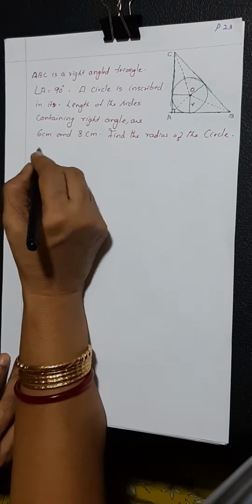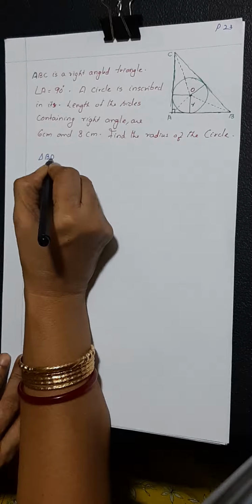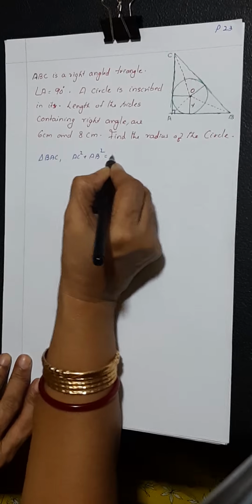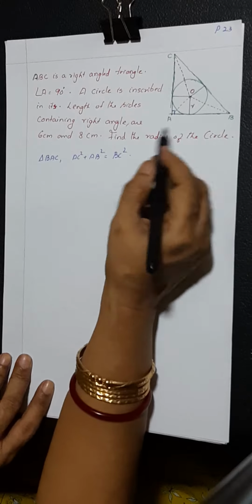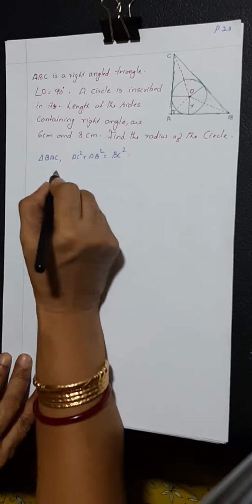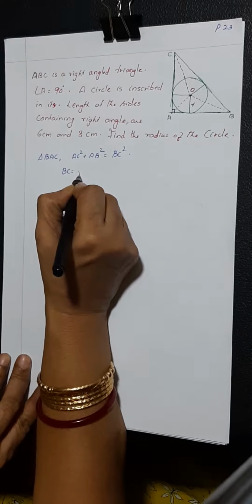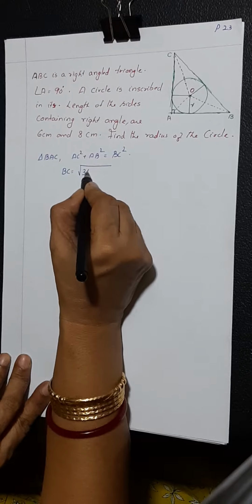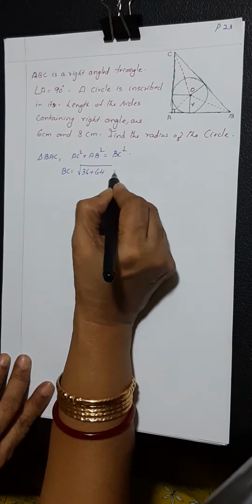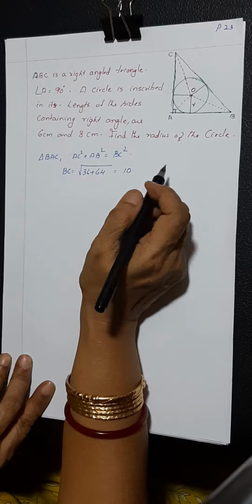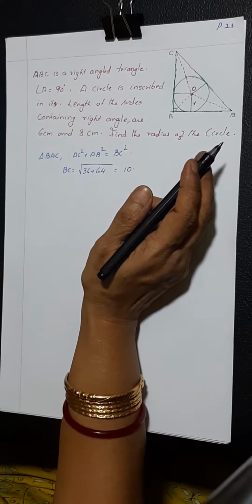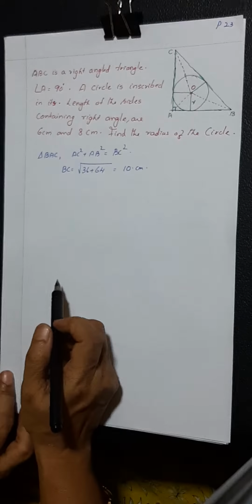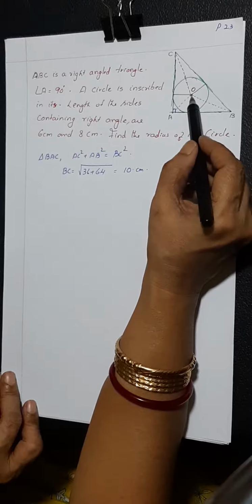So in triangle BAC, AC squared plus AB squared is equal to BC squared. So from this we can write BC is equal to root of 36 plus 64, this is 100, so root is 10. So BC is equal to 10 we have got. Now we have to find the radius of the circle.